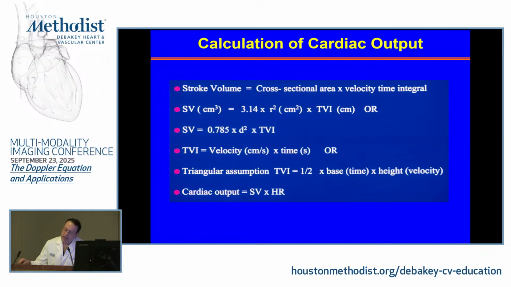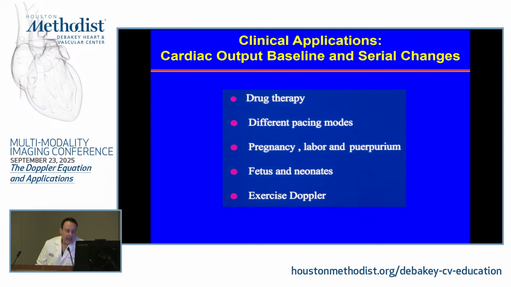Nowadays, we can trace the time velocity integral directly, and by calculus, you get a very accurate value. You can also say, I'm going to make my life easier. I'll say it looks like a triangle, and then the area of the triangle is half base times height. In any event, once I've calculated stroke volume, I multiply it by heart rate. This will give me the cardiac output. If you have good alignment with flow, if you have reasonable measurements of area, these measurements of cardiac output are usually solid and reliable. The measurement of cardiac output has had numerous applications.